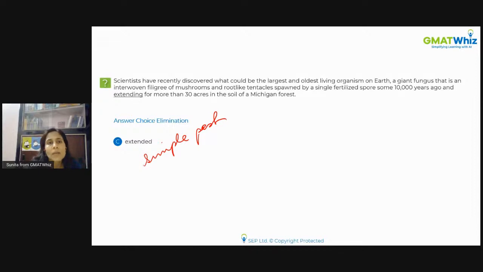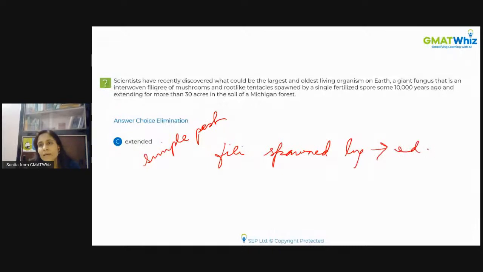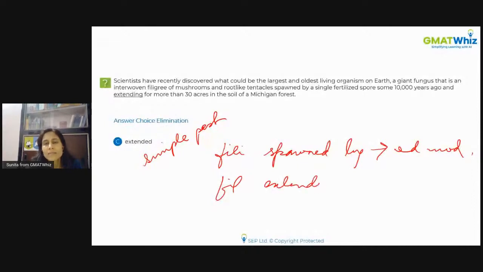I mean, think about it. If you say, filigree spawned by, because of that by, you know, it's an ED modifier. But when you say filigree extended, clearly it seems as if filigree extended something. Okay, all right, filigree extended for more than. Now this looks like a verb, very suspiciously it looks like a verb, and therefore extended won't work.